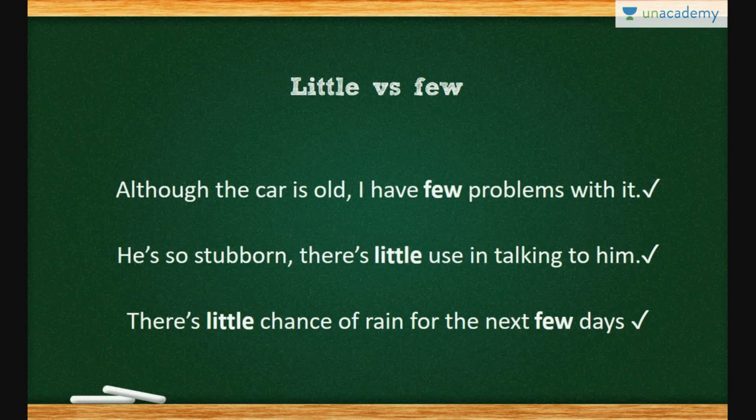Now let's see the difference between little and few. Basically, when you use few, you use it with a countable noun, and when you use little, you use it with an uncountable noun. Now let's look at the examples. Although the car is old, I have few problems with it. There are very few problems with it that you can count, right? He is so stubborn that there's little use in talking to him. Now use again abstract noun. So you use little because you can't count it.